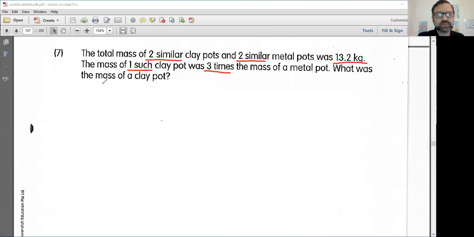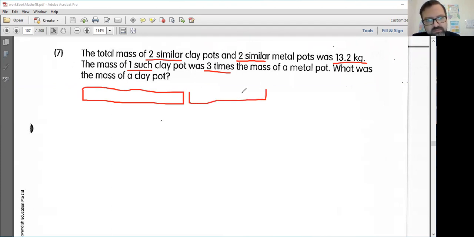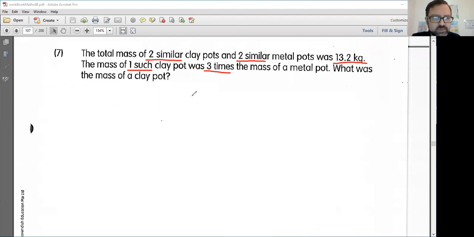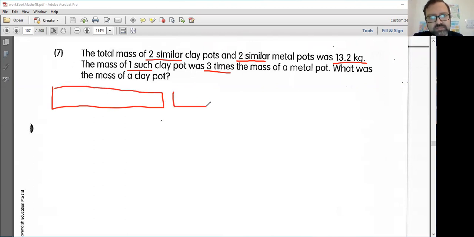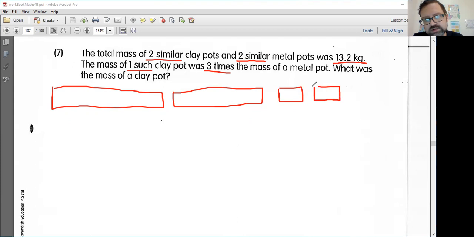So let's start with what we know. Oh no, we know that our teacher cannot draw on the computer. That's what we know. All right, I'm gonna draw this out and then tell you why I'm setting it up like this, okay?